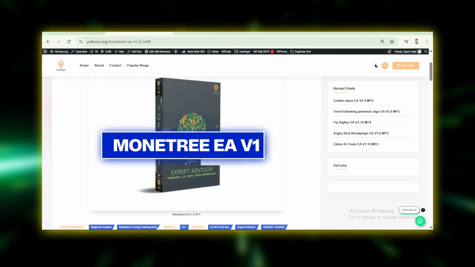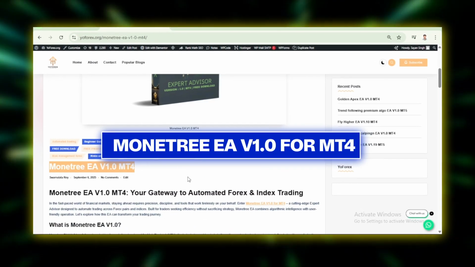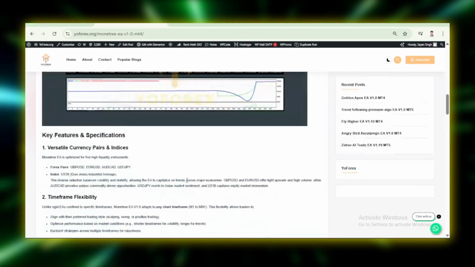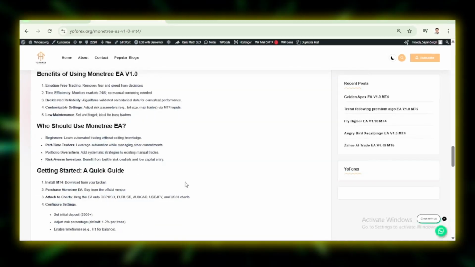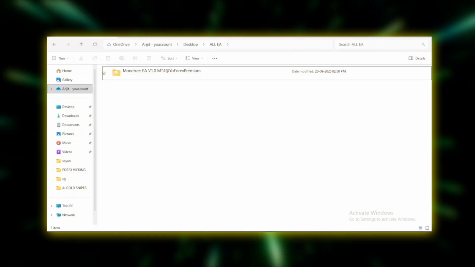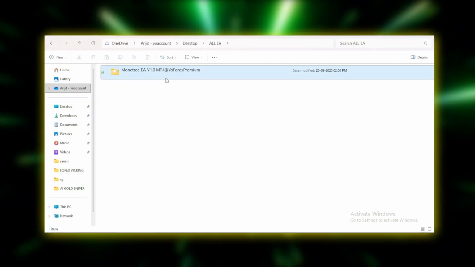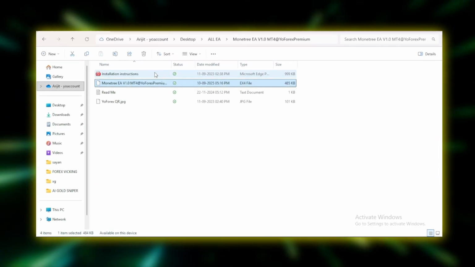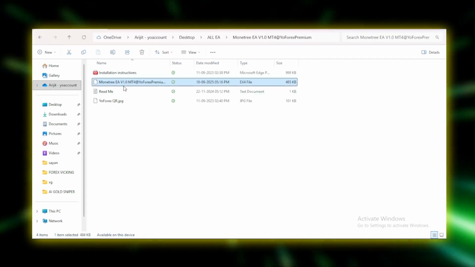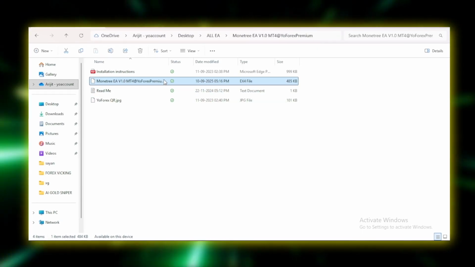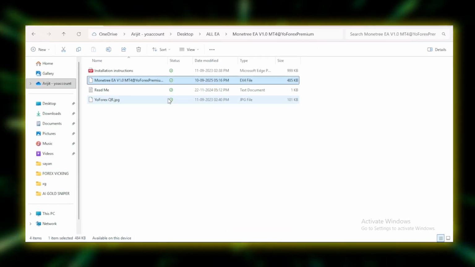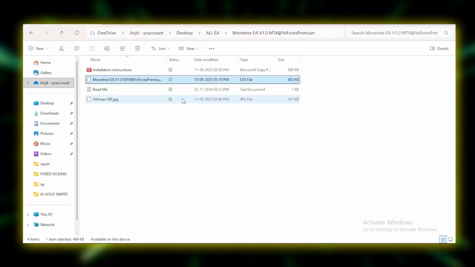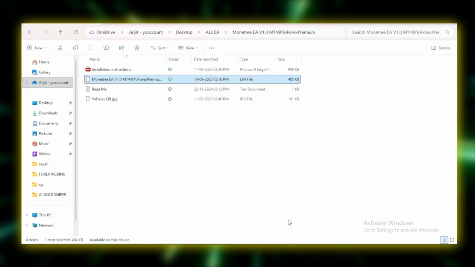Today I'm presenting the Monetree EA V1.0 for MT4, a professional expert advisor designed for multiple pairs and stable trading. The package from YoForex comes with the EX4 file, README note, and installation guide, making it simple to set up on MT4. Once installed, you'll find it under Expert Advisors here, applied on GBPUSD H1, showing full account details and trade settings.